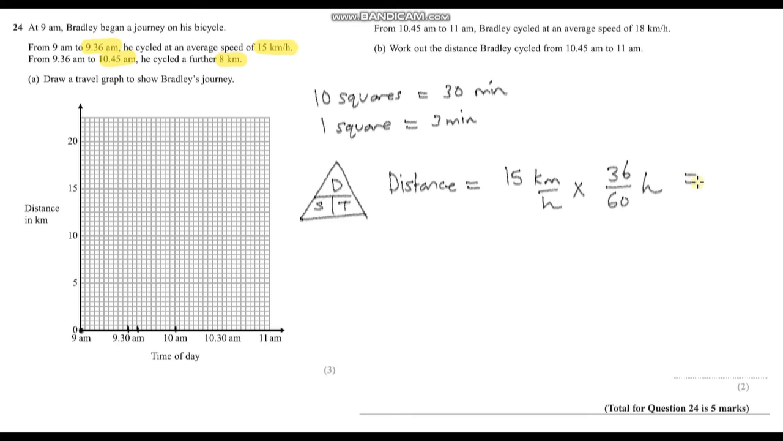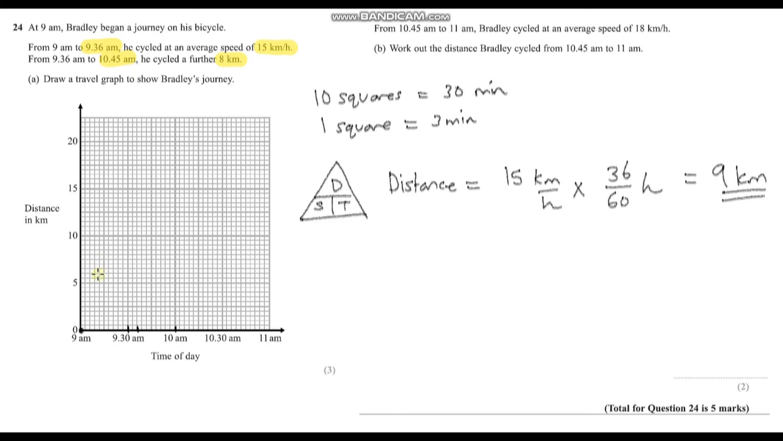So let's just type this into a calculator. So it's going to be 15 multiplied by 36 over 60. And that's nice because we get 9 kilometers. So he's travelled 9 kilometers.